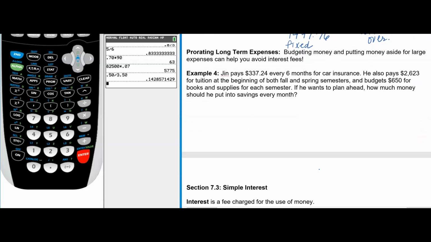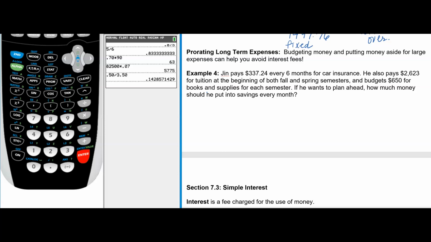One strategy that can be helpful is to prorate long-term expenses so that you can budget money and put aside money for larger expenses. One example of this might be car insurance. If you have to pay car insurance twice a year, maybe it's $1,000 twice a year. Instead of thinking of it as, oh, I have to pay it every 6 months, prorate that and say to yourself, well, how much would I have to pay every month? So you know what to save so that every 6 months you're not shocked when you have to make that huge payment. So let's look at this example.